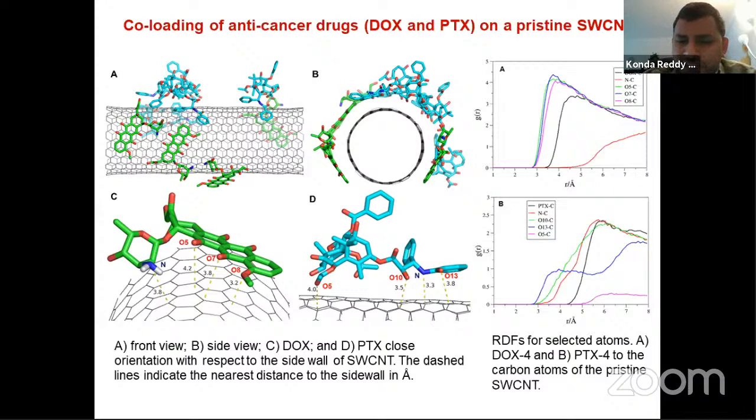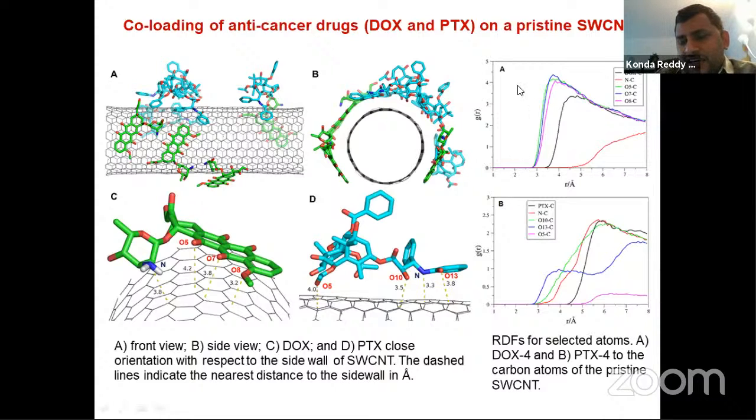And then if you see the PTX, it doesn't have conjugated benzene rings, but there is one benzene ring, and majorly it forms pi-pi interactions. I have shown in C and D the distance between the carbon of the carbon nanotube and the heavy atoms of the drug molecules, in order to show how well they are loaded onto the single-walled carbon nanotube.